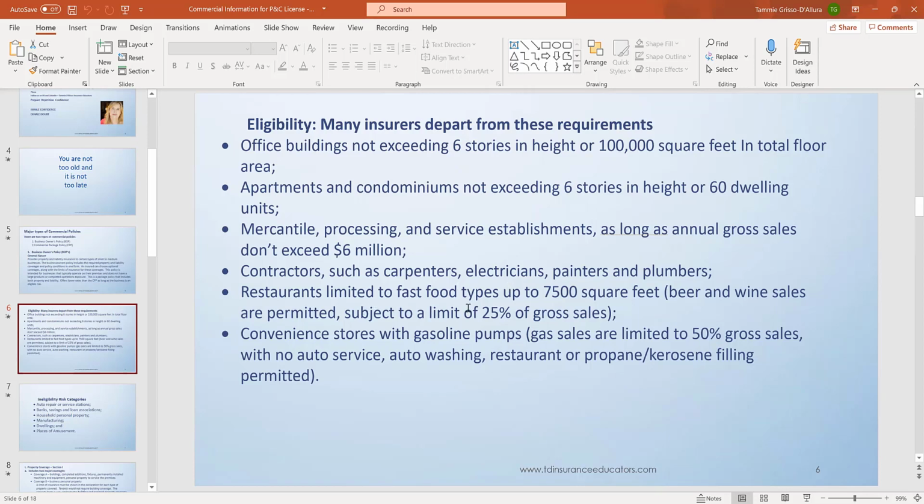Restaurants are usually limited to fast food types up to 7,500 square feet. They do have a limitation on alcohol sales, like beer and wine at 25% of gross sales. Convenience stores with gasoline pumps are allowed, but gas sales are limited to 50%, with no auto servicing, auto washing, restaurant, or propane or kerosene filling permitted.